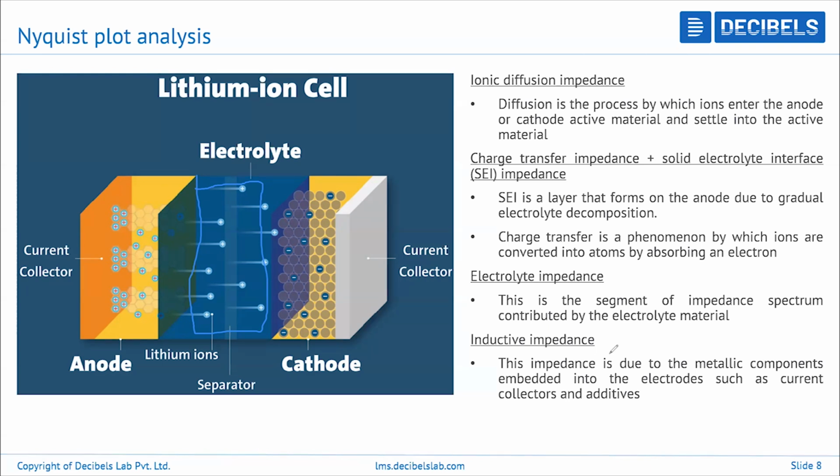Then at much higher frequencies, we go to the much more atomic or subatomic components that are basically metallic, like current collectors, additives, then metals within the anode and cathode itself, which will provide what is called inductive impedance. Okay, and usually this inductive impedance is low. It's not a major contributor, but it is observed at high frequencies. Okay. So this is the complete information on what a Nyquist plot will reveal.